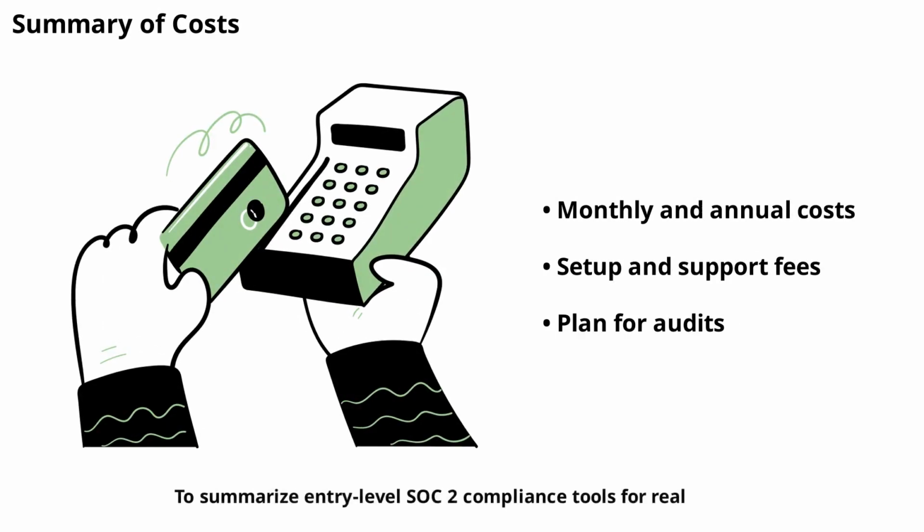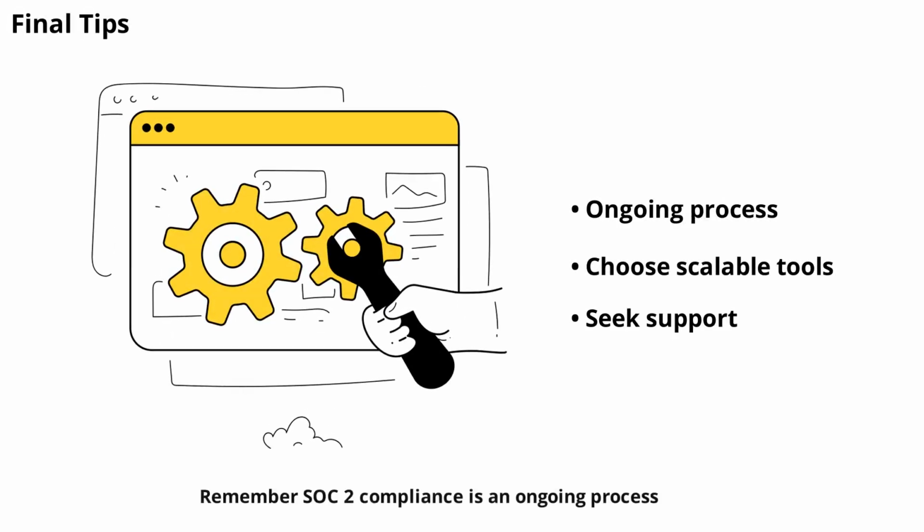To summarize, entry-level SOC 2 compliance tools for real estate agents typically cost between $100 and $400 per month, with possible setup and support fees. Annual costs range from $1,200 to $5,000, plus audit fees. By understanding these costs and planning ahead, you can achieve compliance without breaking the bank. Remember, SOC 2 compliance is an ongoing process. Choose a tool that fits your current needs but can also grow with your business. Take advantage of free trials, ask questions, and don't hesitate to seek support when needed. With the right approach, you'll be well on your way to building a secure and trustworthy real estate business.